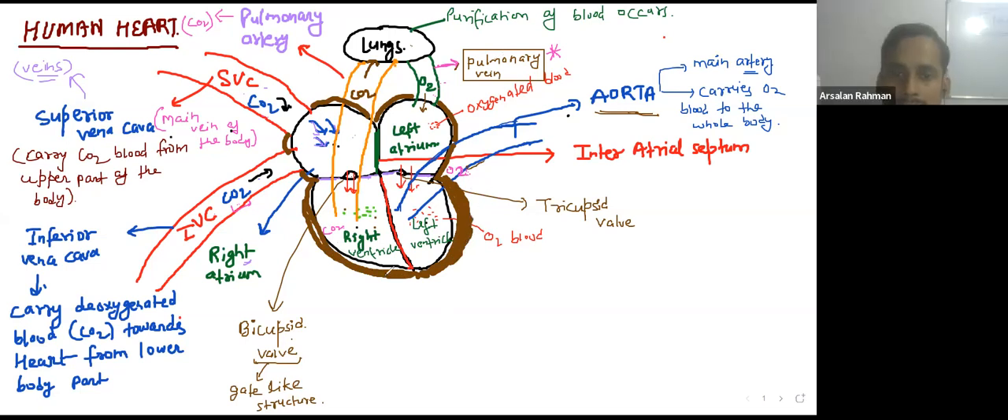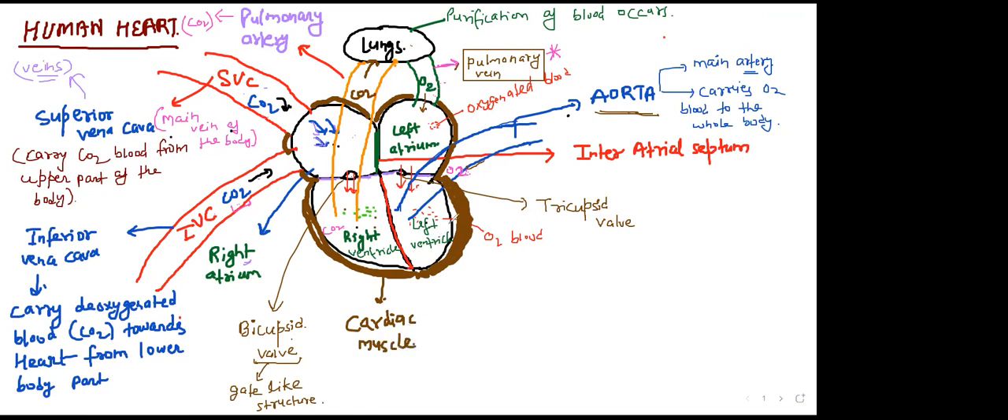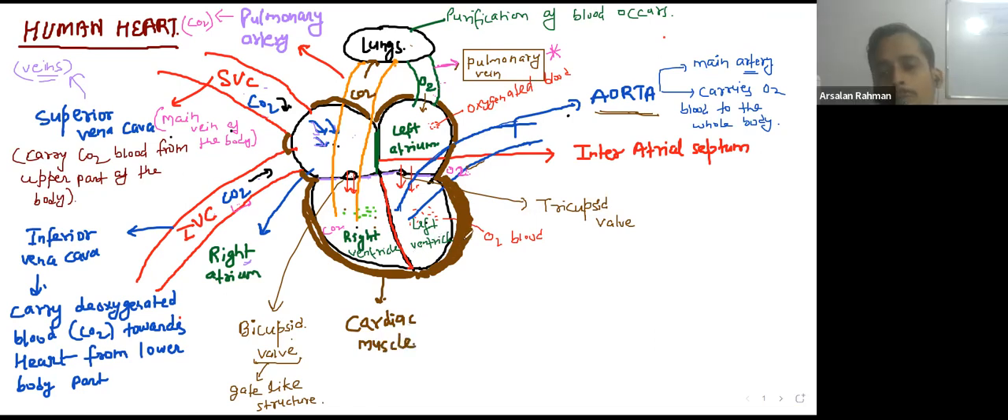What is this? This is cardiac muscle. So the heart is made up of which type of muscle? Cardiac muscle. Okay. Here you can see that I have drawn more muscle near the left ventricle.